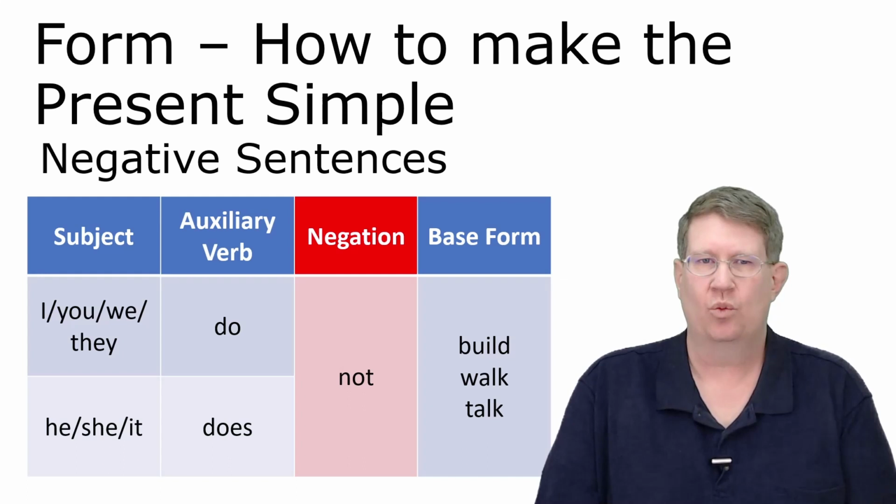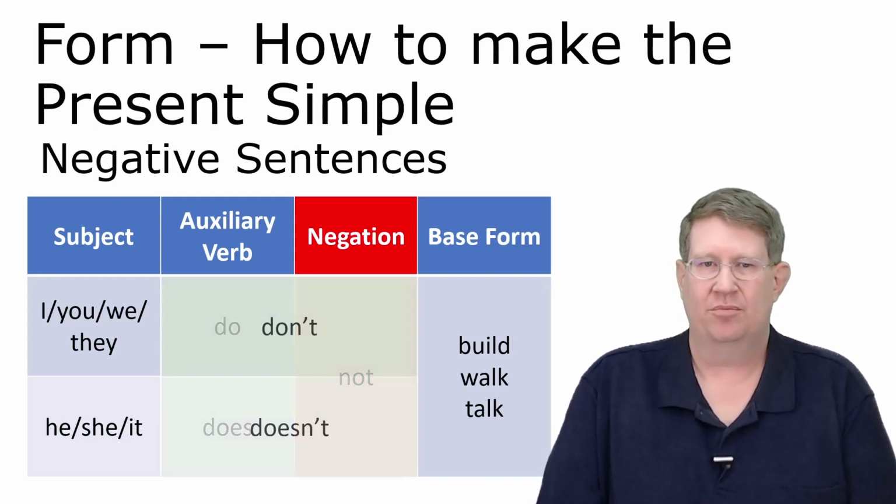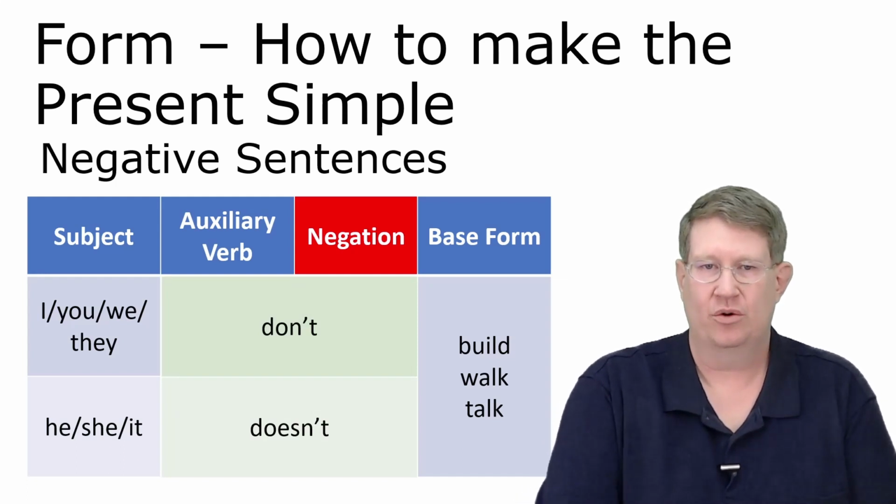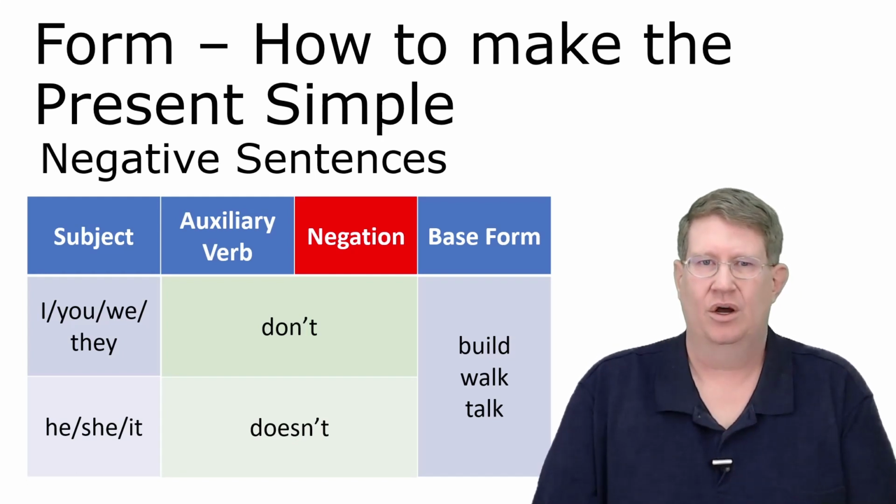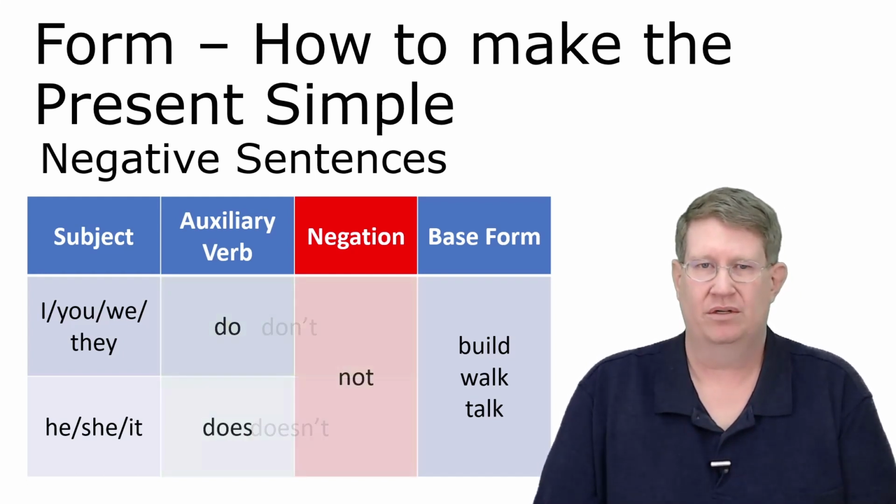Okay, there's one other thing that we can look at before we move on, and that is contractions. So I can take the do not or the does not, and I can combine them, and I end up with don't or doesn't. Notice I still have my S here. I still have my third person S. Okay, let's go back to where we were a moment ago.